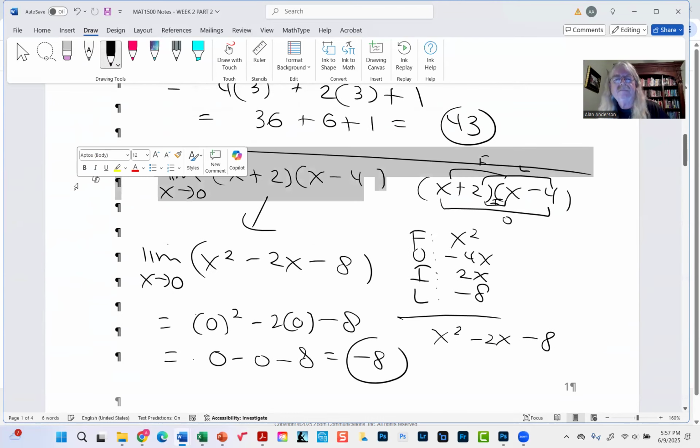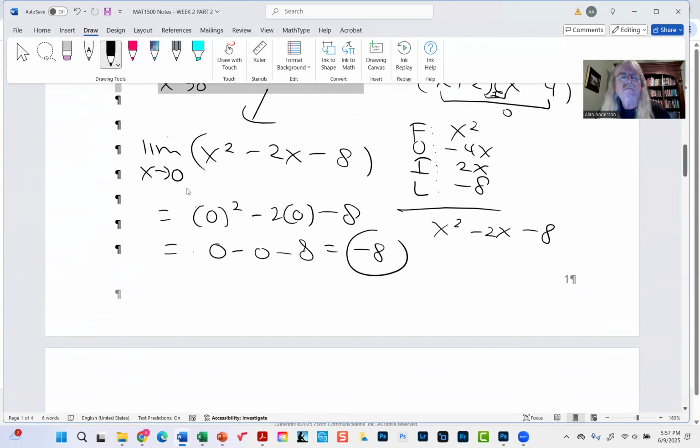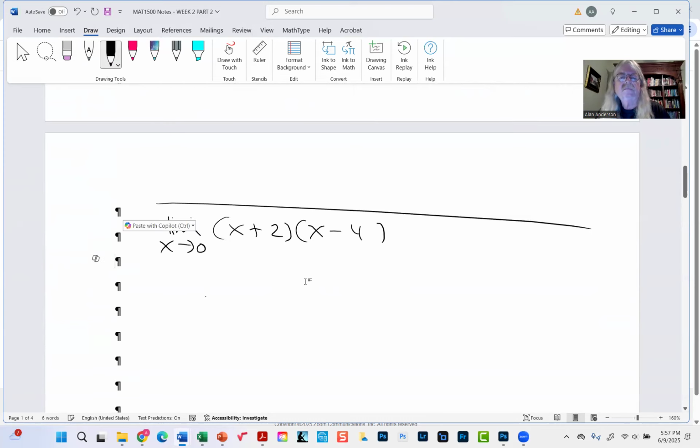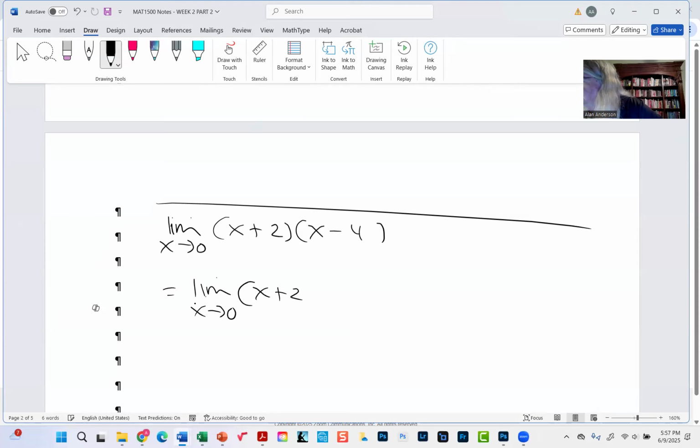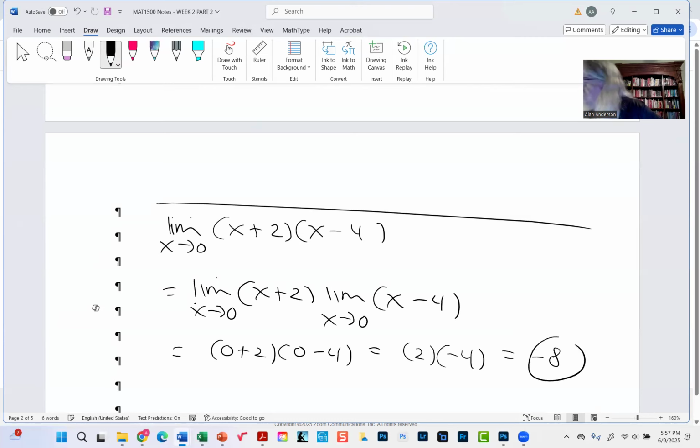Copy this. And so, in other words, what we could have done is this. And now we can use direct substitution. And of course, we get the same answer.